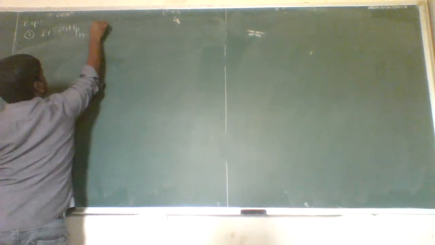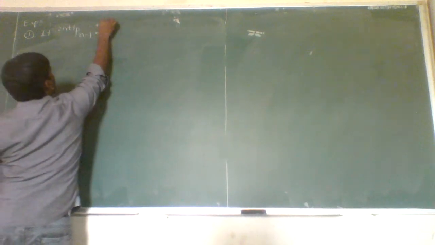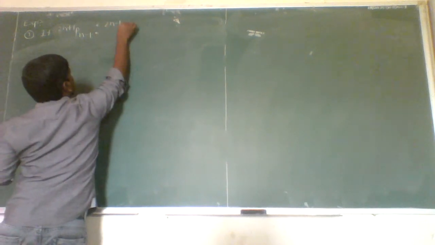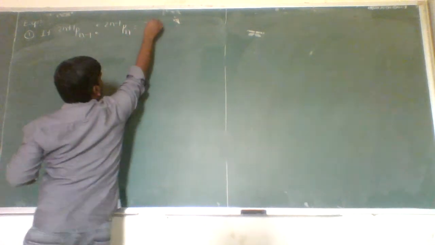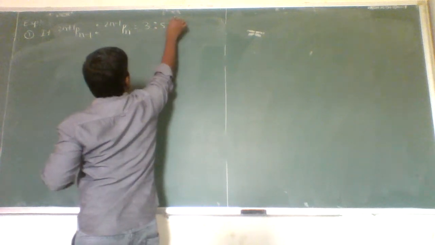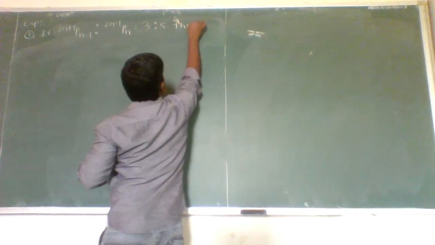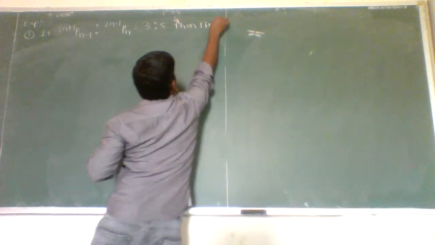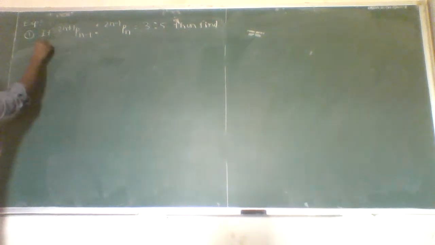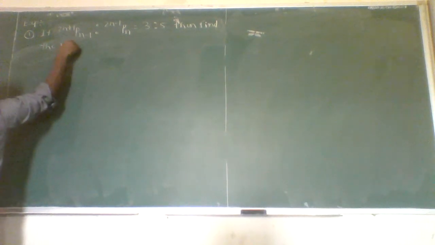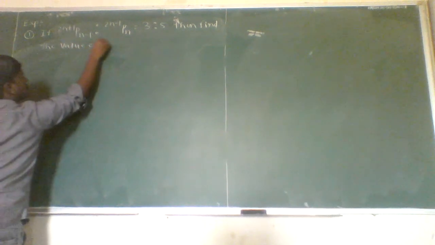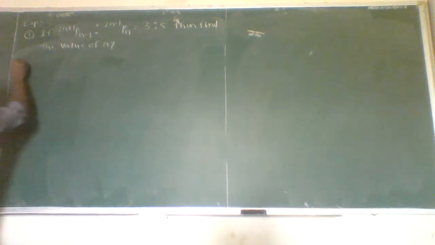If (2n+1)P(n-1) : (2n-1)Pn = 3 : 5, then find the value of n. The value of n. Okay.